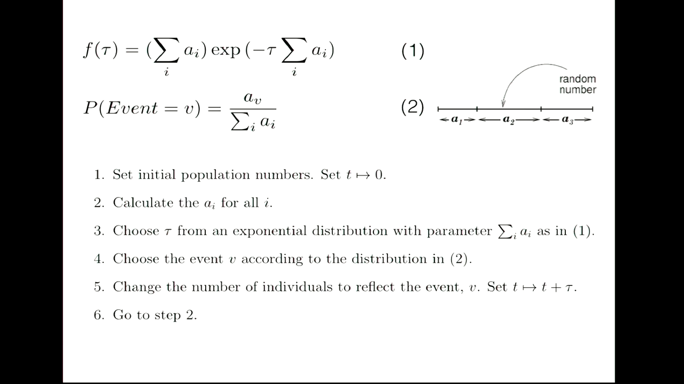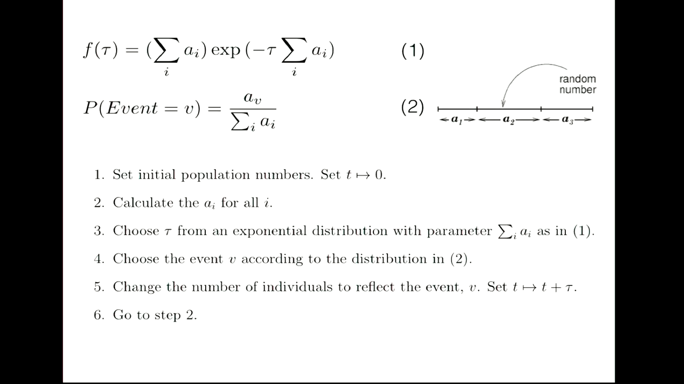that can happen. You choose which event happens by splitting up those rates using a random number and seeing if the rate is large, then there's proportionately larger chance for that particular event to be chosen. You change the number of individuals to reflect the event and then update your time. Okay. And then you go back and repeat all of this again.